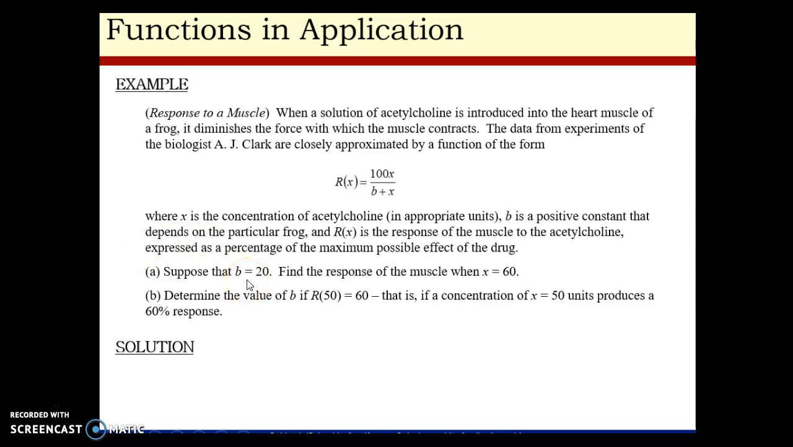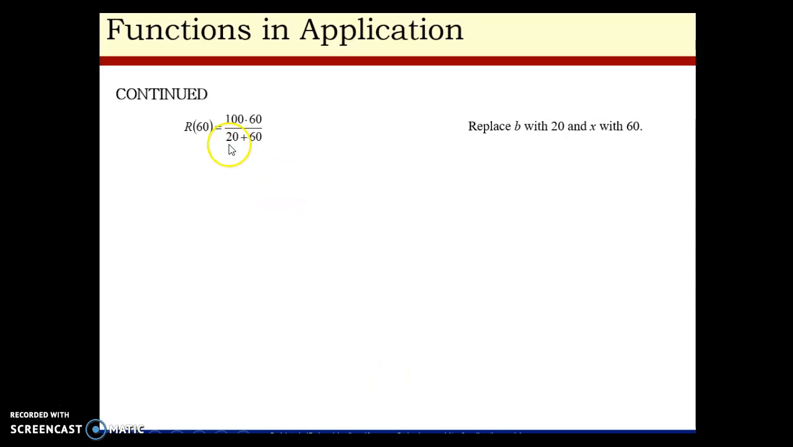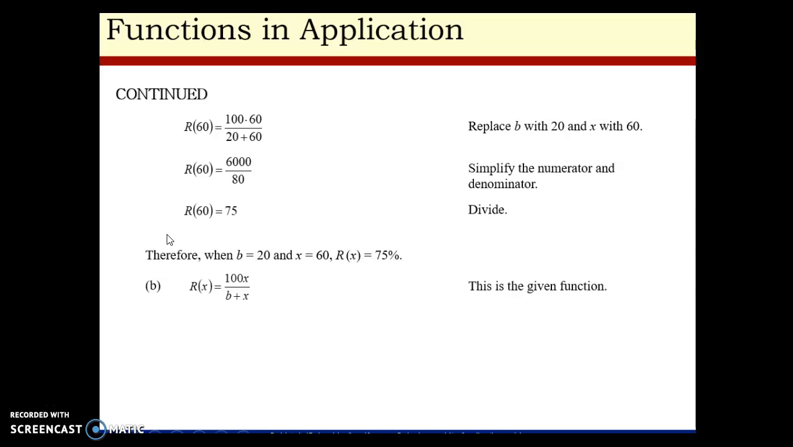So suppose that b equals 20, you're going to plug this in. So if b equals 20, you're going to put 20 into there. X equals 60, you're going to put x into there and x into there and calculate it. So what would your solution be? After you put that in, your solution is going to be, given this is a given function, you put it in like this, replace b with 20, x with 60. Simplify the numerator and denominator. Divide it. 60 right here. So we look at r equals 75%.